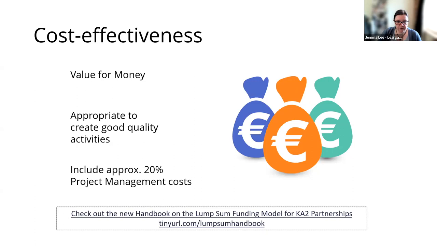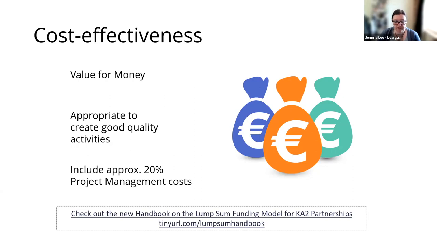So to have a look at the cost effectiveness. Previously, the funding for these kinds of projects would have been quite spelled out and very specific: this many activities in this many countries with so many people. It changed in 2021 to this concept of the lump sums. So it is a bit different in that it gives you an awful lot of flexibility, but at the same time, it does need to be value for money.